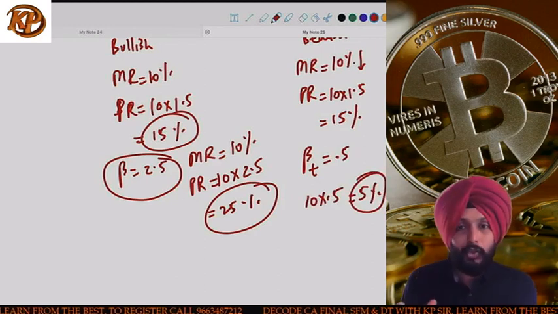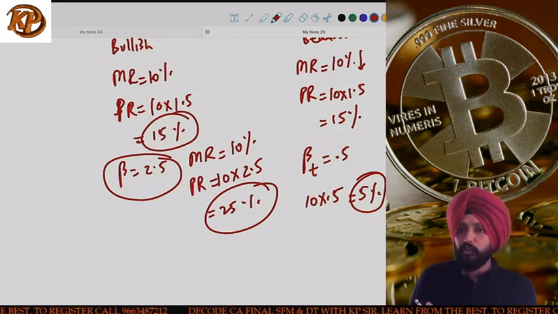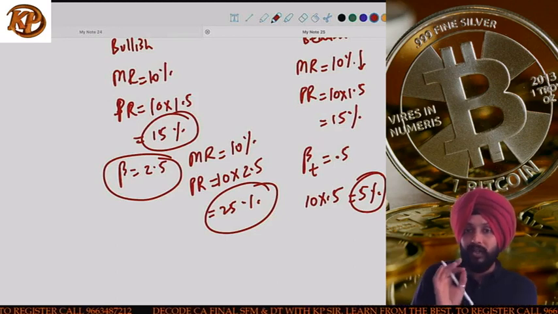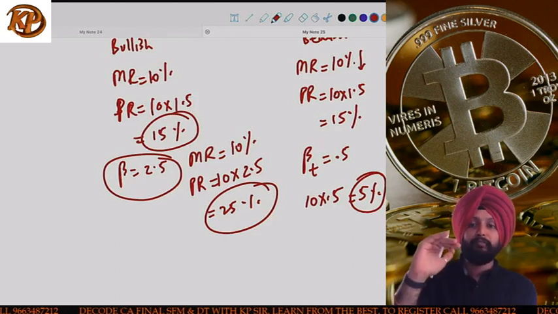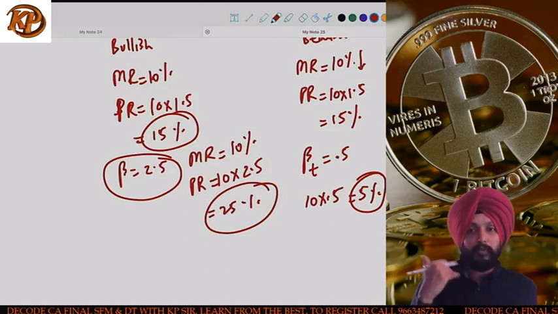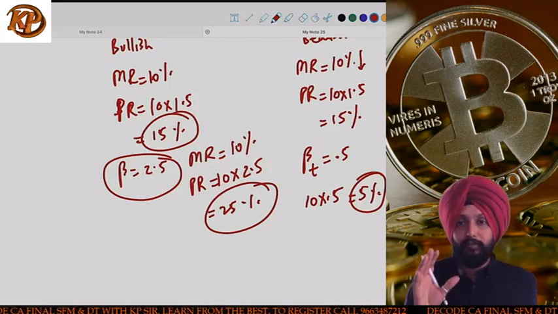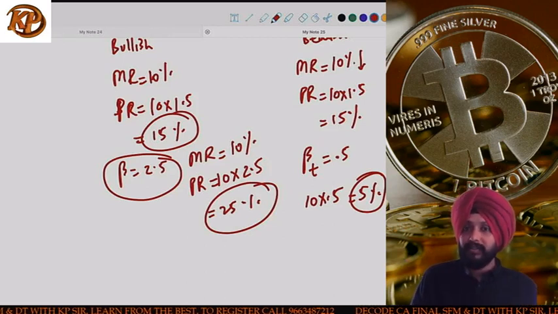So what we understood is why adjustment of beta is required. We might have a bullish belief or we might have a bearish belief. One thing is very clear, sir. If we have a bullish belief, we will try to increase the beta of the portfolio. If we have a bearish belief, we'll try to reduce the beta of the portfolio. This part is clear, guys.